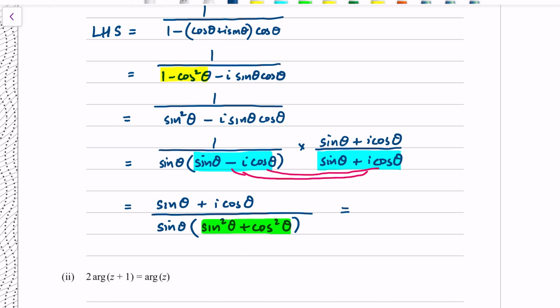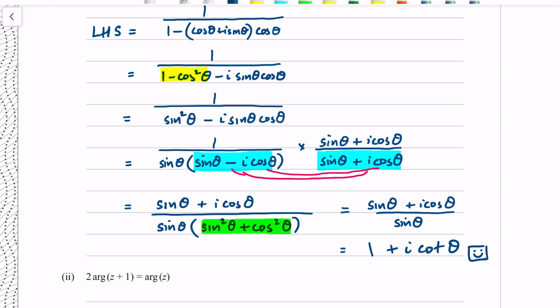And so if we simplify this down, we've got sine theta plus i cos theta all divided by sine of theta. The green part was 1, and we've got our proof, because sine theta over sine theta is 1, and i times cos over sine, which is cotan. That was what we were trying to prove. Happy days.